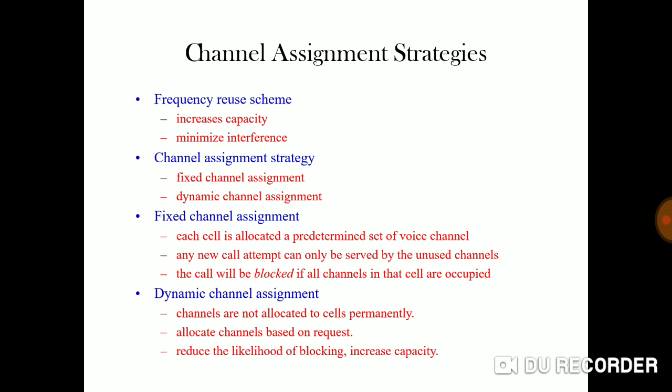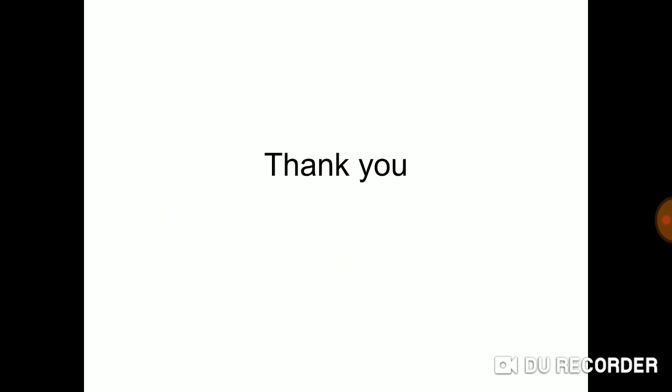With dynamic channel assignment, the channels are not allocated to the cells permanently. It allocates the channel based on the user request. The channel will be assigned on request, which also reduces the blocking and increases the capacity. So that's all about the cellular concept and the channel capacity, and how we can improve the channel capacity.